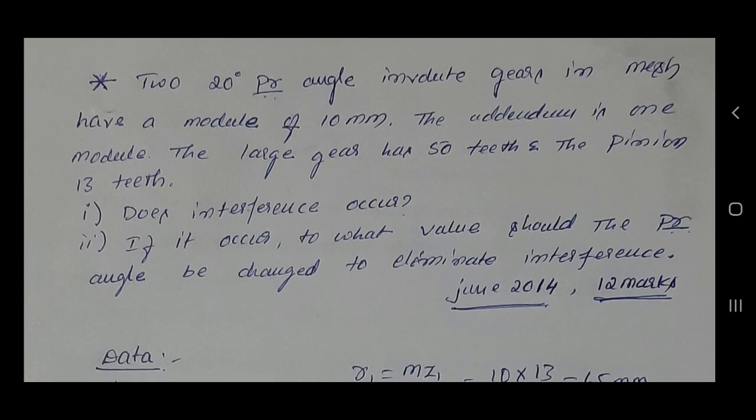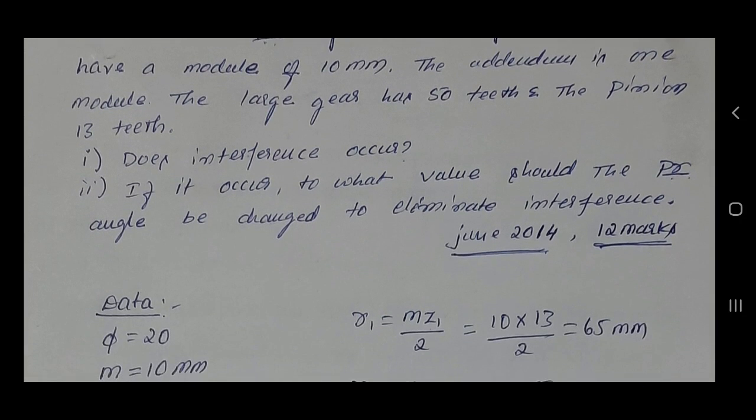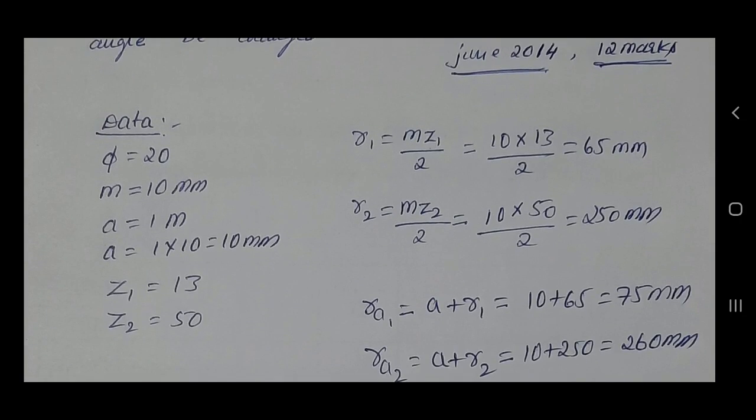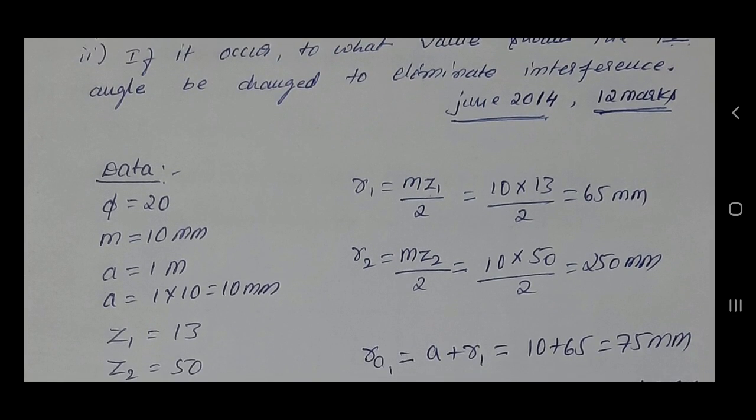Which are the two gears? The larger wheel, gear 2, has 50 teeth and the pinion has 13 teeth. So the minimum number of teeth we are going to treat as Z1, and the maximum as Z2. Next, we can't substitute the number of teeth directly, so we need to convert number of teeth into radius.